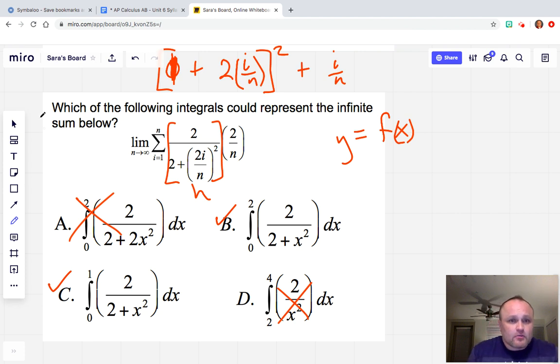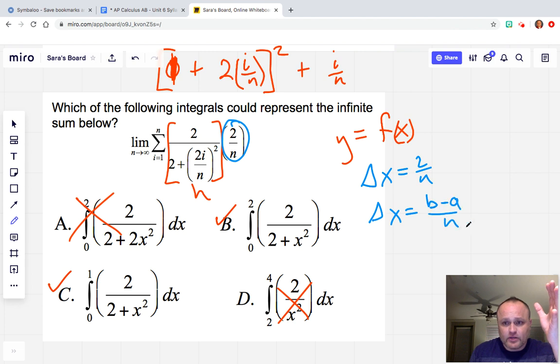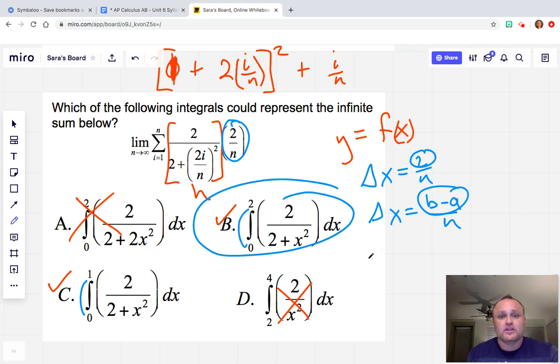Okay? Now, this tells you how much each jump is. Delta x is 2 over n. We know delta x, again, is the high minus the low over n. So b minus a has to equal 2. Look at this, this jump is only 1 away. We need this to equal that. So from 0 to 2 shows a jump of 2 that we need. So b is our answer. That shows you 0 to 2 is that jump of 2, each jump of n.